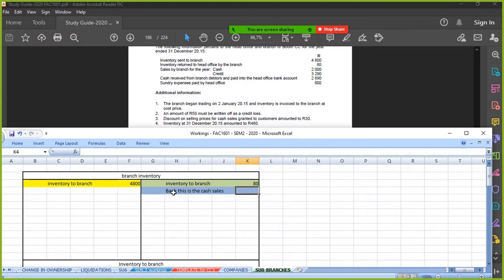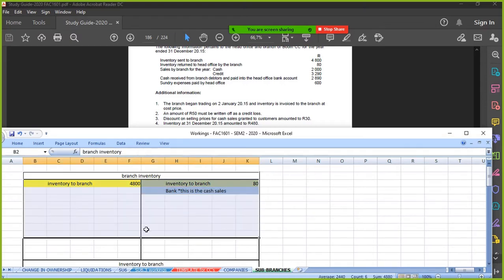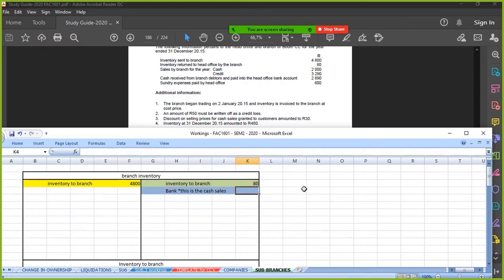Okay, that is the cash sales. That's how you account for it. That's why you have that in the notes. In the notes, we said we don't account for sales separately for the branch. Sales are sales. The branch just provides for the movement in the stock. How much was it?